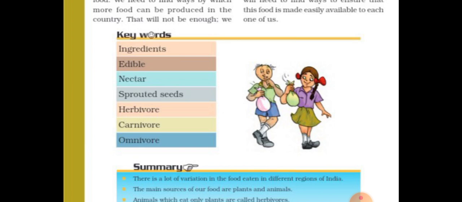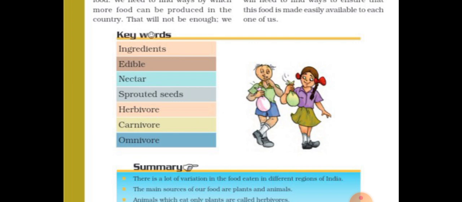Sprouted seed means like chana, or you can take moong dal also. So if you pour water in it and soak it overnight, in the morning what you have to do is remove the water. Suppose you take some amount of seed, this moong dal or chana, pour water in it, soak it overnight. In the morning, you just remove the water from that seed, and after some time you are going to see white color sprouts. That is called sprouted seed.